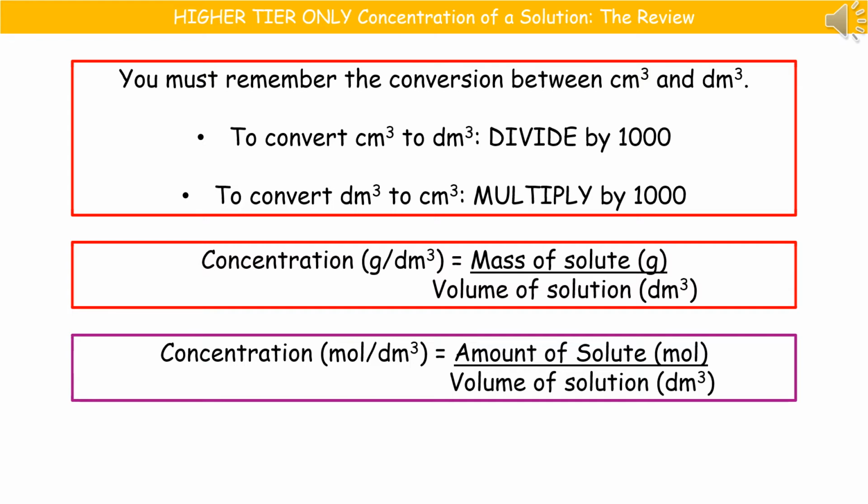So concentration in grams per decimetre cubed, we just do that by the mass of our solute in grams divided by the volume of the solution in decimetres cubed. If you're doing GCSE chemistry, you also need to know how to work out the concentration in mole per dm cubed. And all we do there is the amount of the solute in moles divided by the volume of the solution in dm cubed.